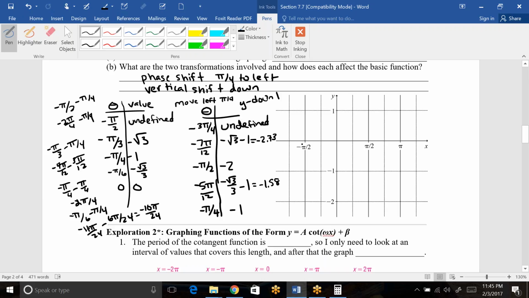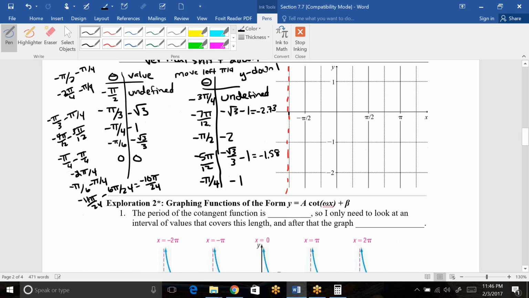So in a graph like this, look, we're counting by fourths. Negative pi over 4, negative 2 pi over 4, so this is negative 3 pi over 4. So that's where my new asymptote has been shifted. It's been shifted pi over 4 away from the original asymptote to the left. And then we start plotting points.